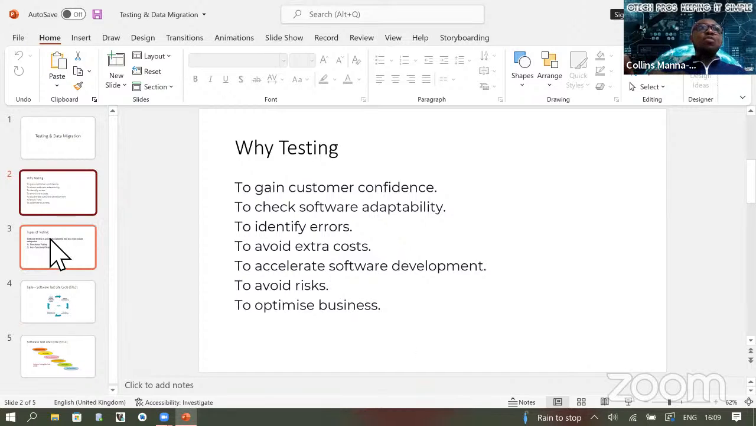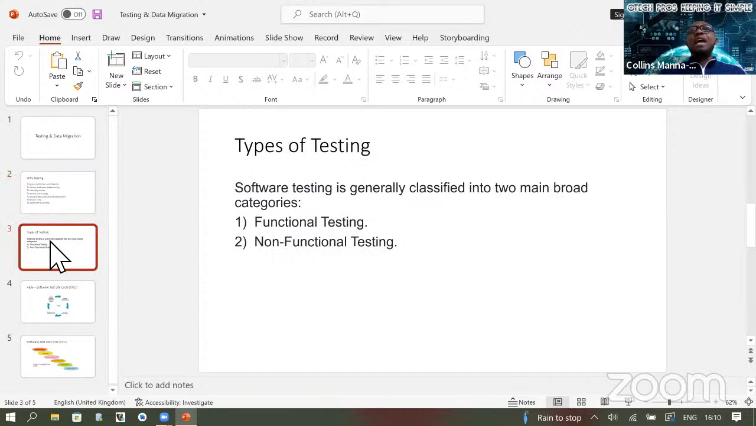So now let's look at the types of testing. There are two categories: functional and non-functional testing. Let's look at functional. Within functional, we talk about beta and alpha testing. Beta testing is always the last. Functional testing is about ensuring that all the functions you have built meet the required specification.